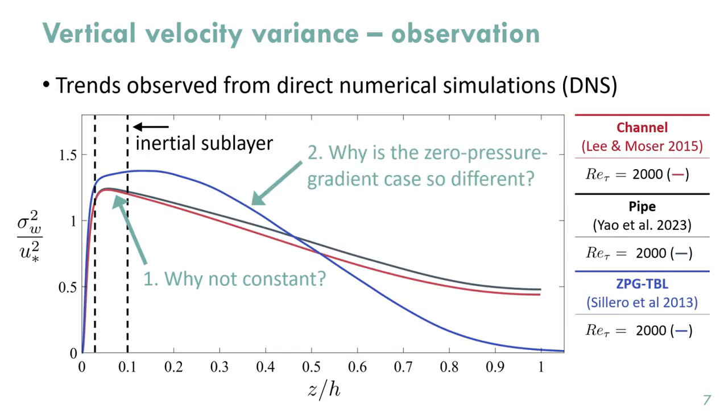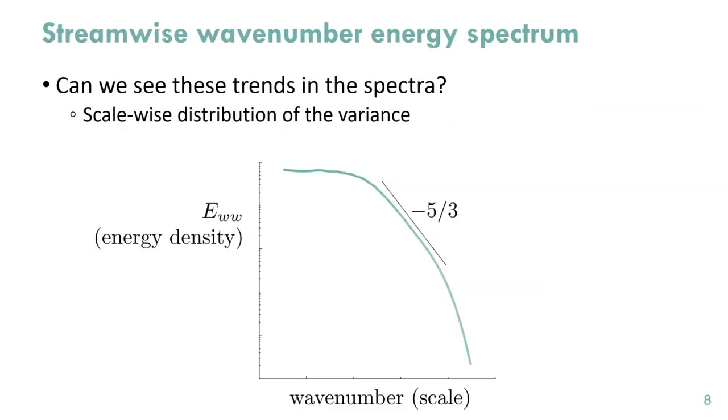And then why is the zero pressure gradient case so different in terms of how it's changing with height, and also the fact that it's at a much higher value than the other cases? And then finally, the answers to those questions, what implications do they have for the atmospheric boundary layer? In order to start investigating this, I looked at energy spectra.